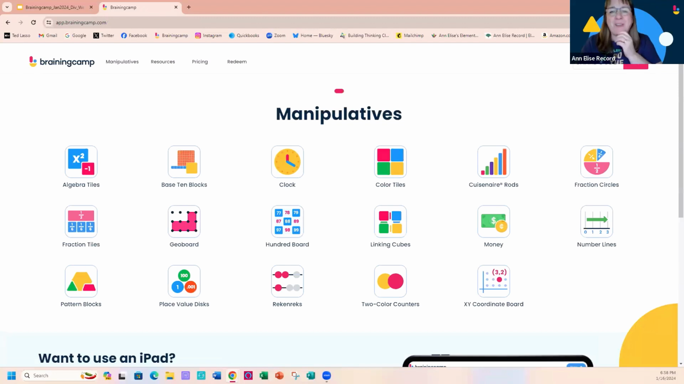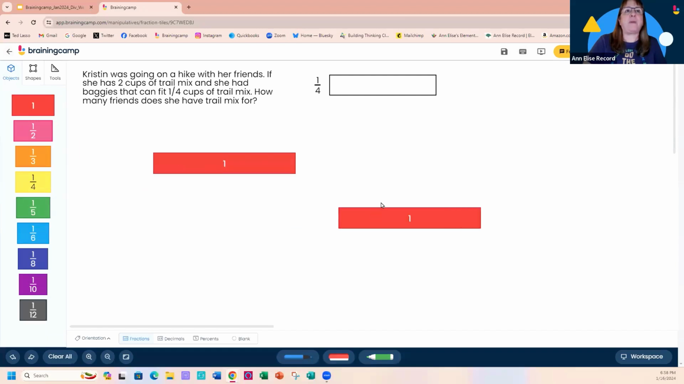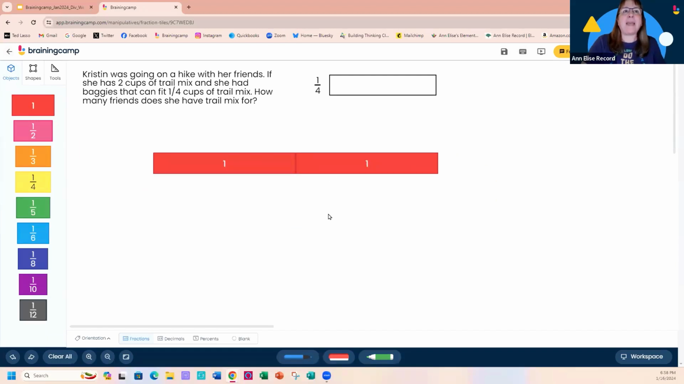As we wrap up tonight, I'm going to touch a little bit about the 5th grade standard of a whole number divided by a fraction. And then we'll do the fraction divided by the whole number. So also we're in grade 5 again. We're working with our fractions. Most state standards have this. So Kristen was going on a hike with her friends, and she has 2 cups of trail mix, and she had baggies that can fit 1/4 of a cup of trail mix. How many friends does she have trail mix for?